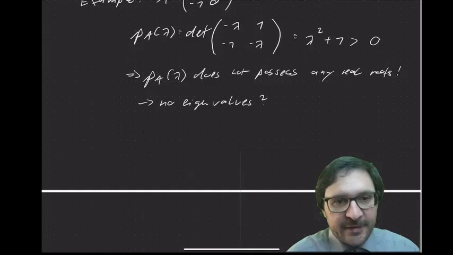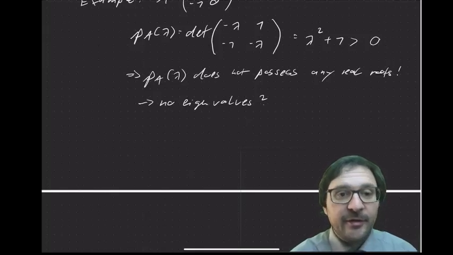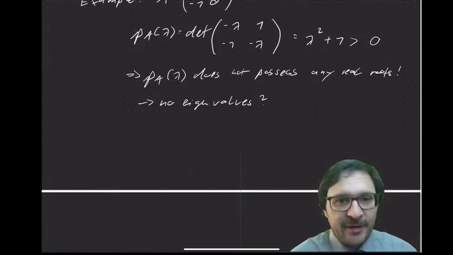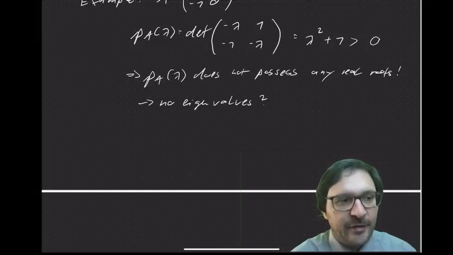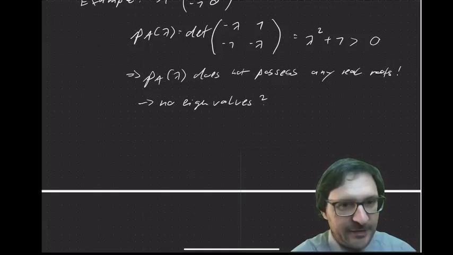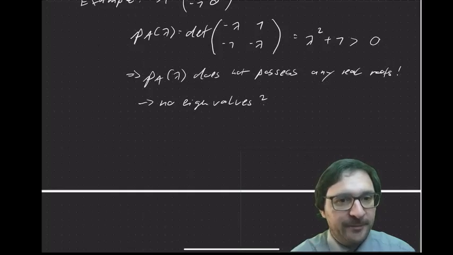Now what can we do about this? Well, one possible solution is to just extend our set of numbers. We are currently working on the set of real numbers, and polynomials like this one, lambda squared plus 1, just don't have any roots on the real numbers. That's because there is no real number that becomes negative if you square it. So in that case, we would need a number with the property lambda squared equals minus 1.